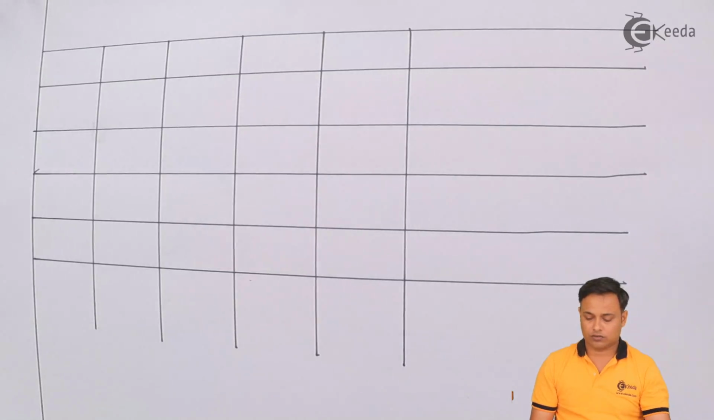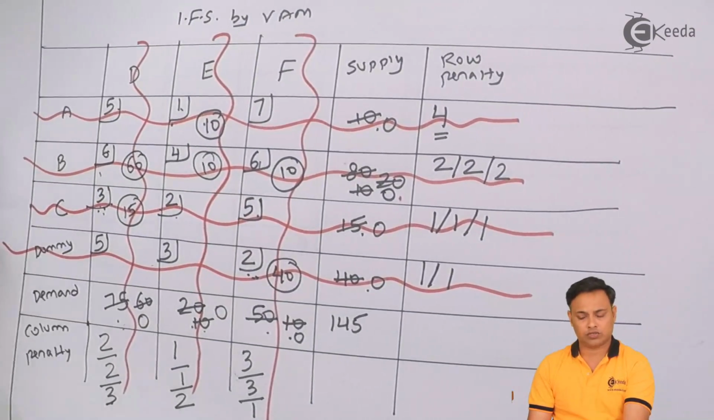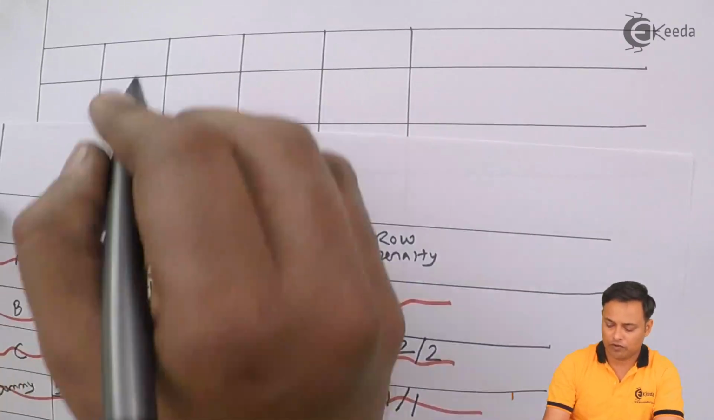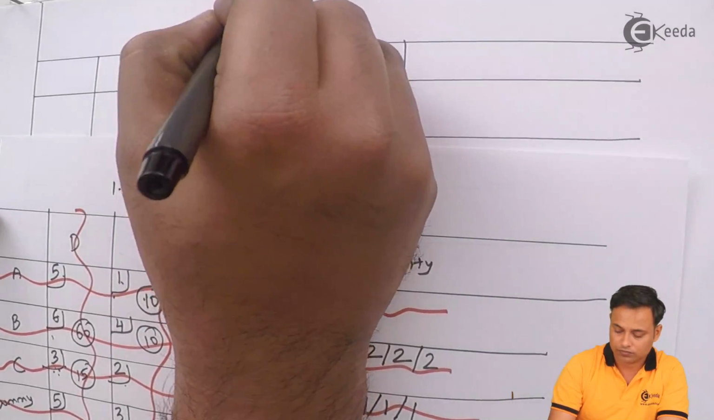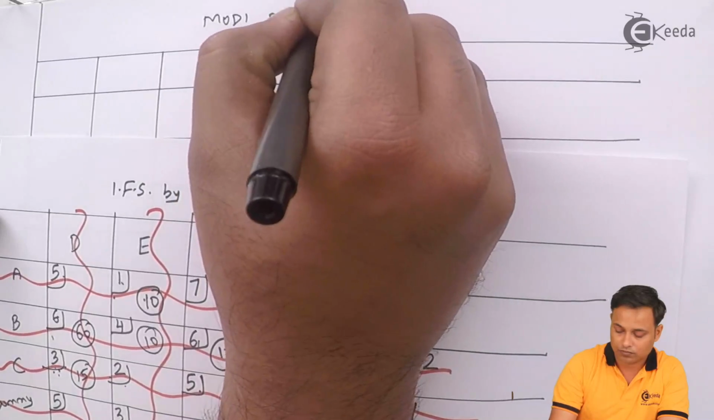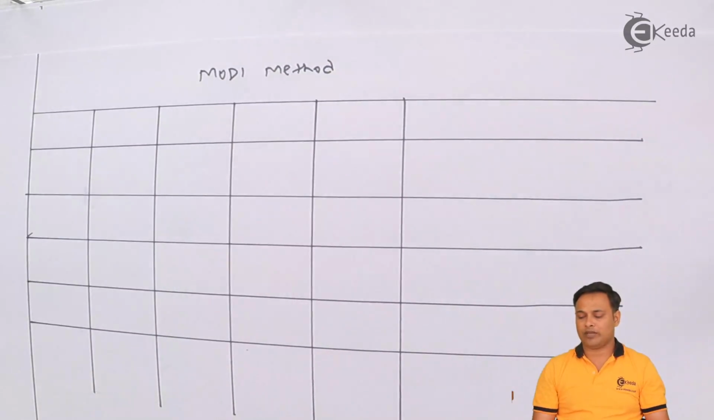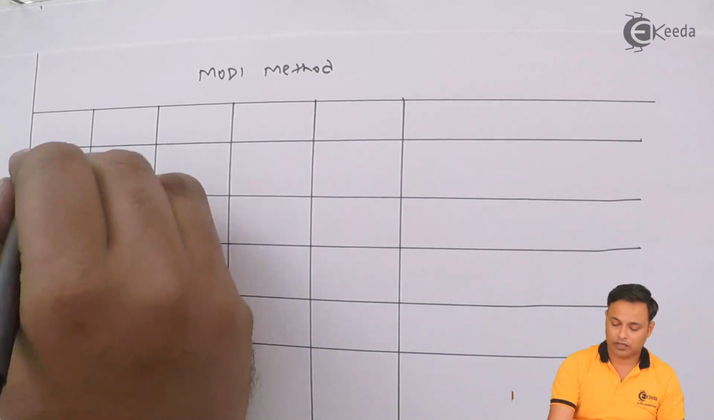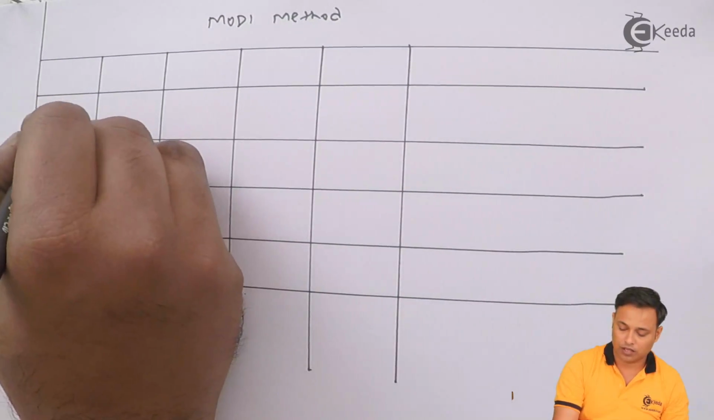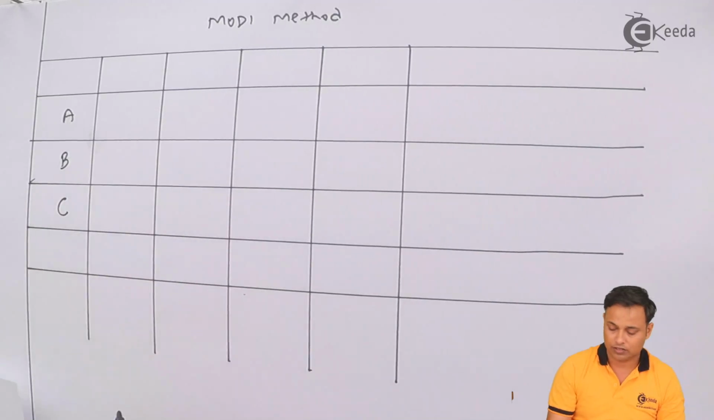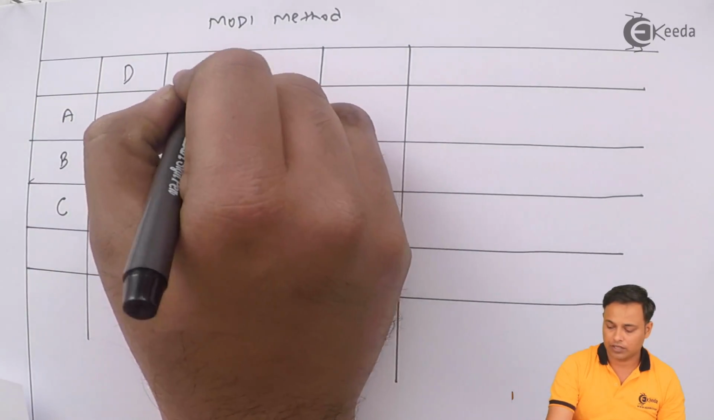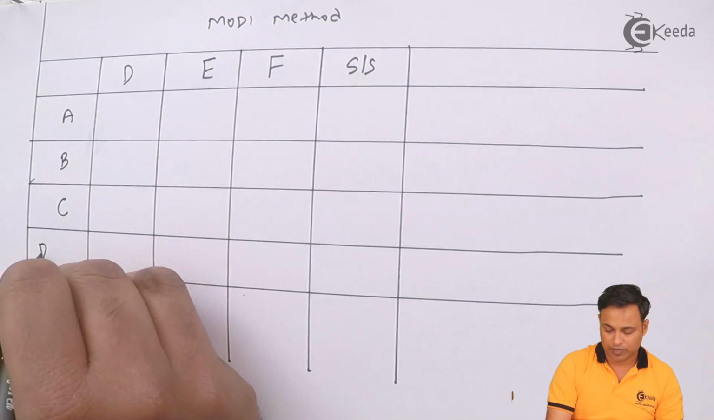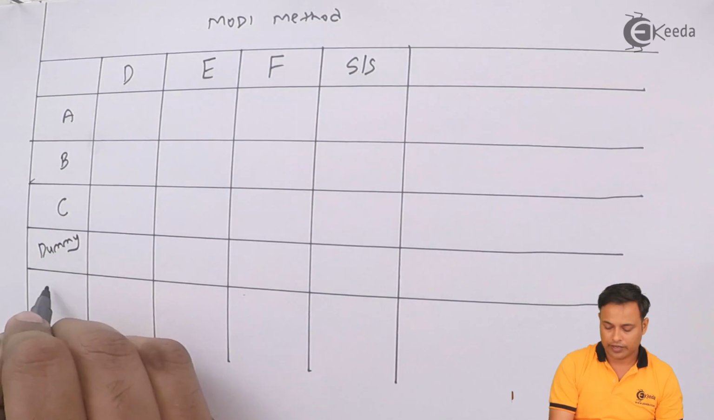So we'll just note down the whole solution again without the penalties. To check the optimality, we are going for the MODI method. So this is my original table. We have A, B and C. We have D, E and F. Here is my supply. Here is my dummy. And here is my demand.